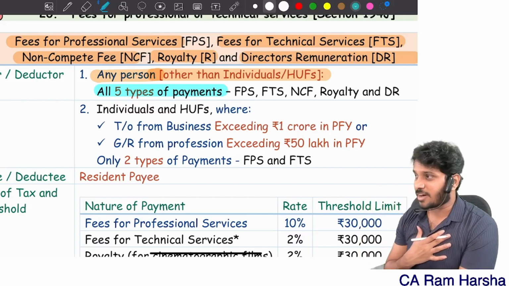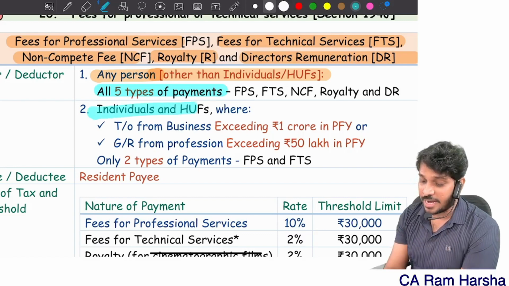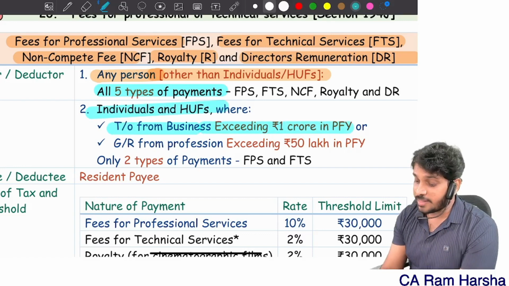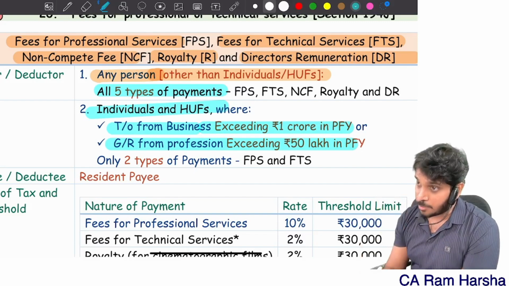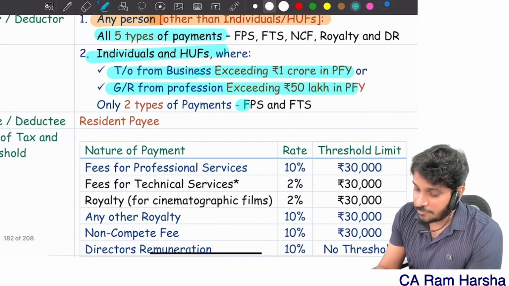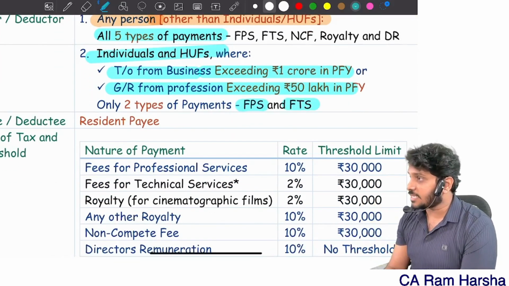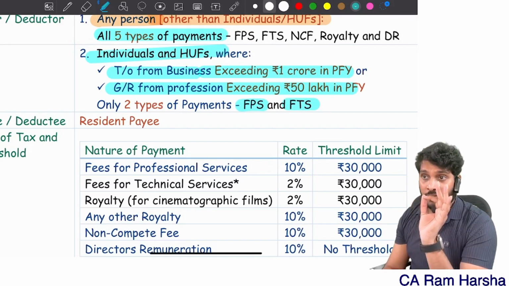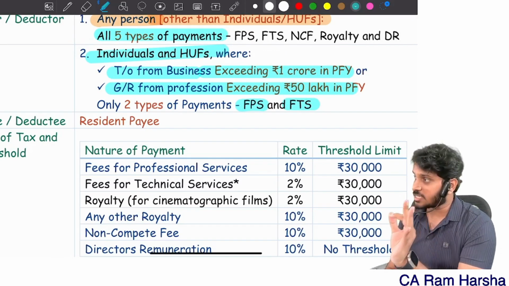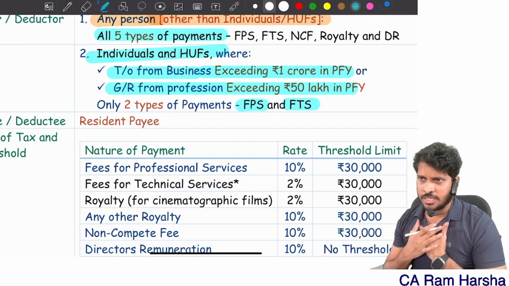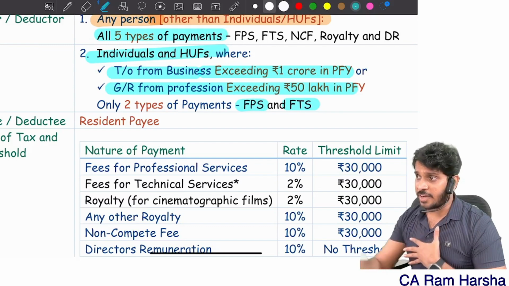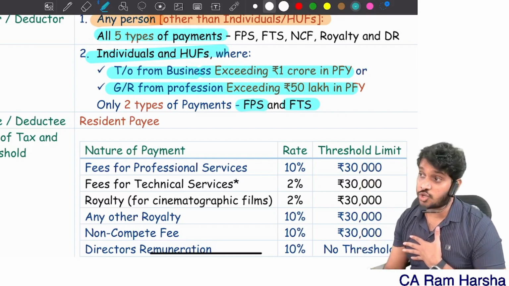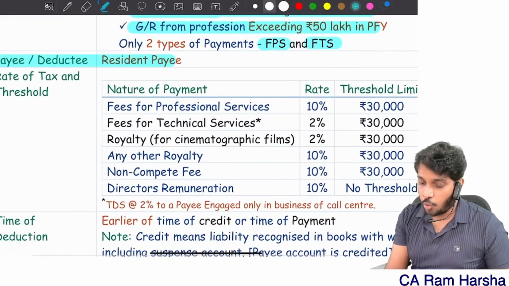Sir, I am not a firm or partner. I am an individual or HUF, and my turnover in the last year crossed 1 crore, or my receipts in the last year crossed 50 lakhs. Then for me, is this section applicable? Yes, applicable, but only for 2 payments: fees for professional service and fees for technical service. For individual and HUF, 194J is applicable for professional service fee and technical service fee. Suppose an individual is paying royalty, 194J will not apply. Individual paying non-compete fee, 194J will not apply. Yes or no?